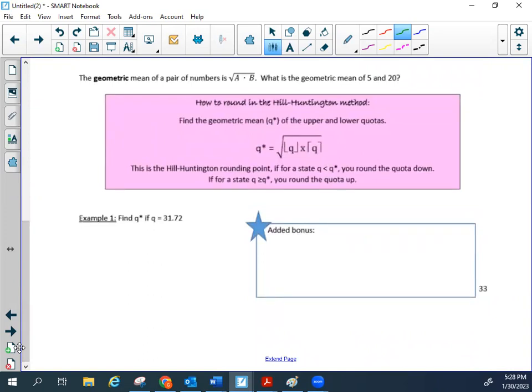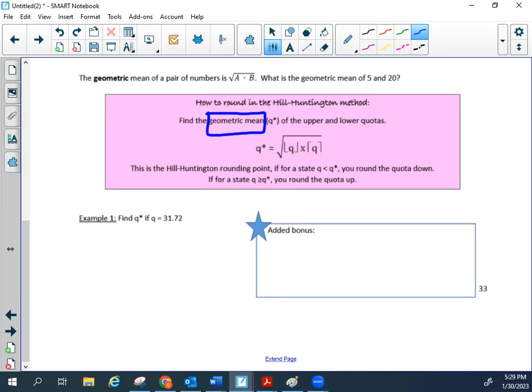Before we get into the Hill-Huntington method, we have to review something that you heard in your geometry classes, but likely have forgotten since then. So what we need to do is find what we call the geometric mean. The way to get the geometric mean for two numbers is a two-step process. Step one, take your two numbers and multiply them together. Step two, square root what you get.